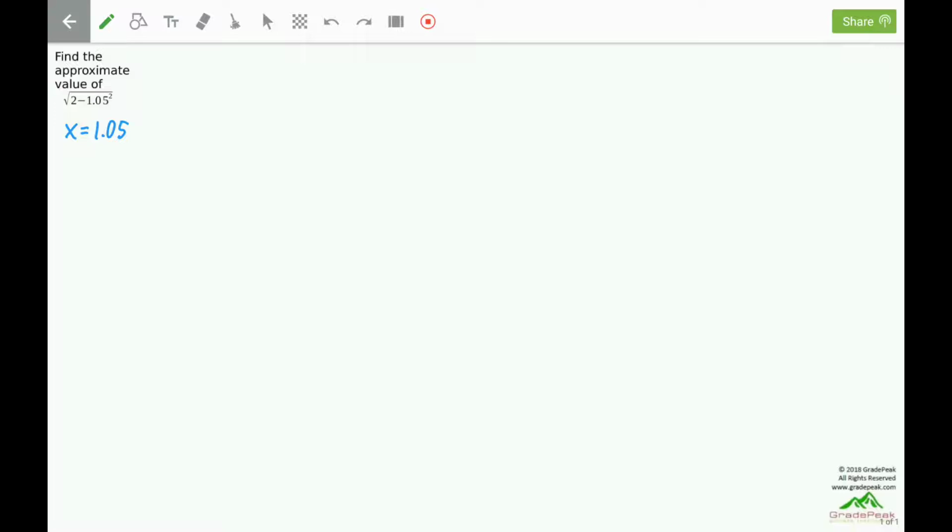Second thing to do is to identify the function that is operating on the x value and call it f of x. Here, we have the square root of 2 minus 1.05 squared, with 1.05 being the x, so f of x will be 2 minus x squared under a square root.